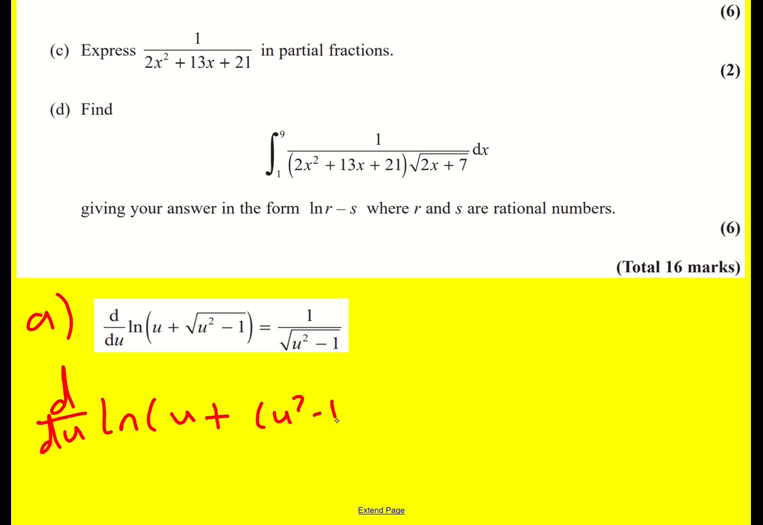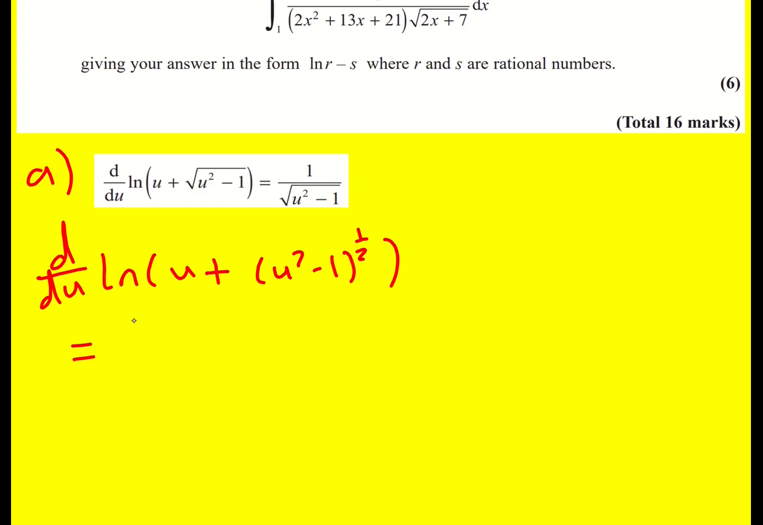Just going to write it in index form to start with. And because I'm differentiating ln, I can use the chain rule. It's going to become 1 over u plus, and I'm going to put back in root form, u squared minus 1. Just like if you differentiate ln x, you get 1 over x. But now we use the chain rule and we differentiate the inside as well and times by that.